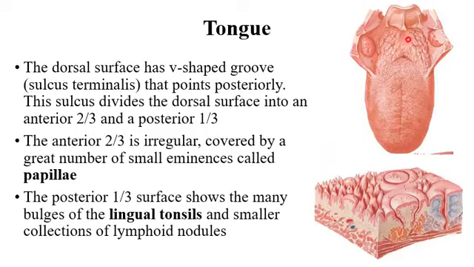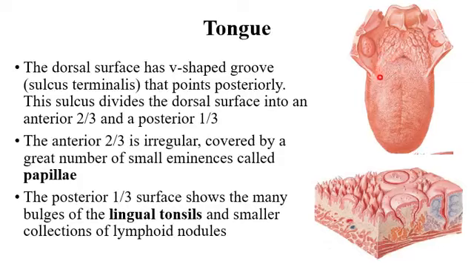The dorsum of the tongue has a V-shaped groove called the sulcus terminalis. The sulcus terminalis points posteriorly. It divides the dorsum of the tongue into anterior 2/3 and posterior 1/3.